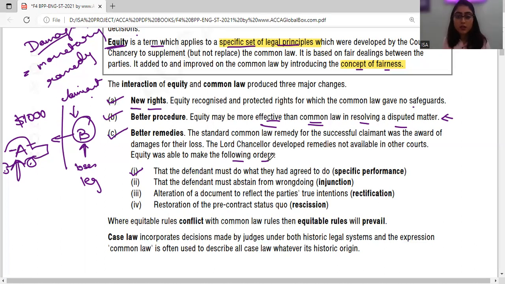Okay. It's called rectification. Fourth, Ali, read. What's the fourth point? Restoration of the pre-contract status quo, rescission. Any idea? Like we have made a contract before, but now we need to change it. People are changing the contracts. They are not agreeing to what they did before, or they're not following the rules they set up previously. Yes. Okay. Any example, Ali?